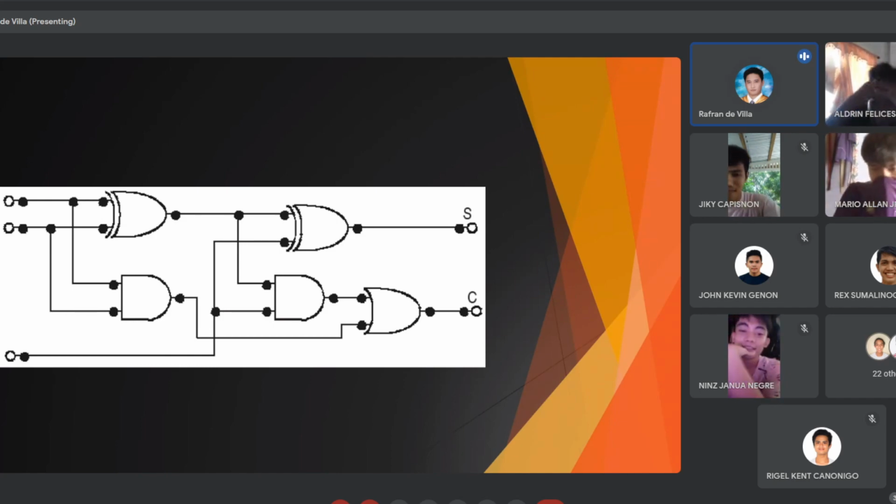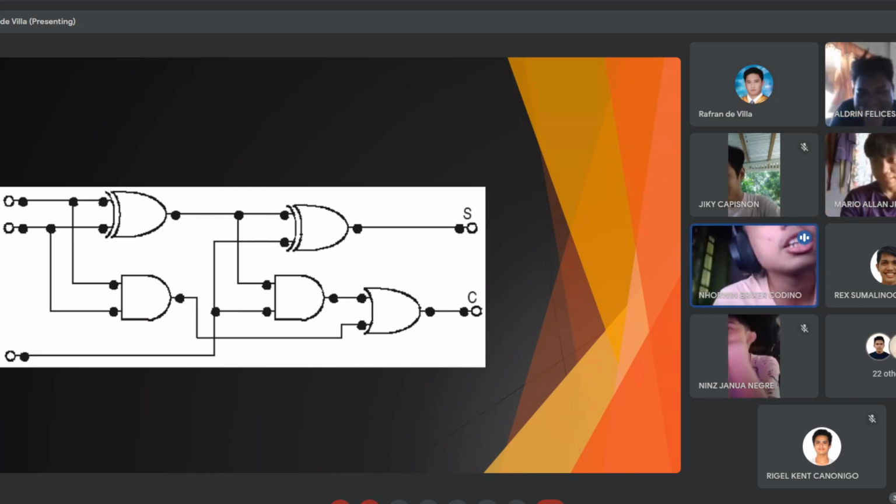Kinsay pinaka-friendliest nga person diri sa klase, kanang daghan kay higala? Si Codino. Sige, Codino.